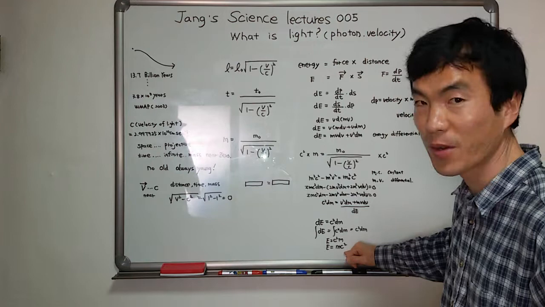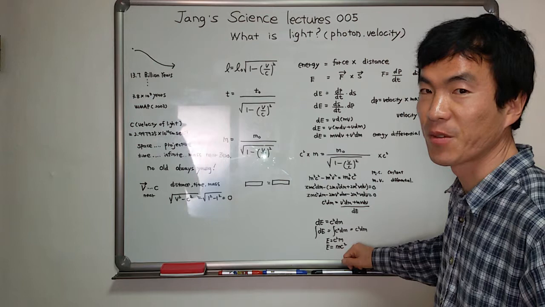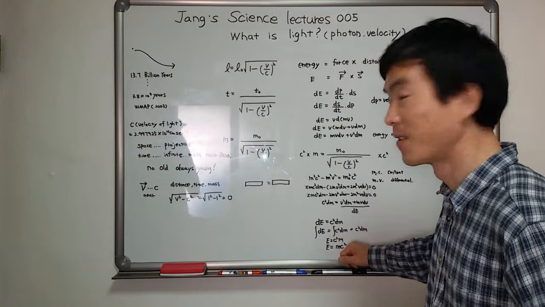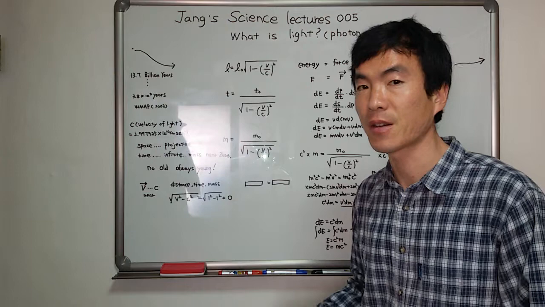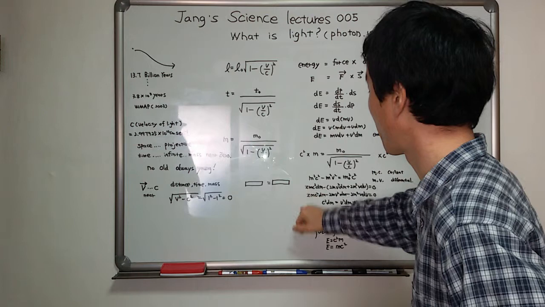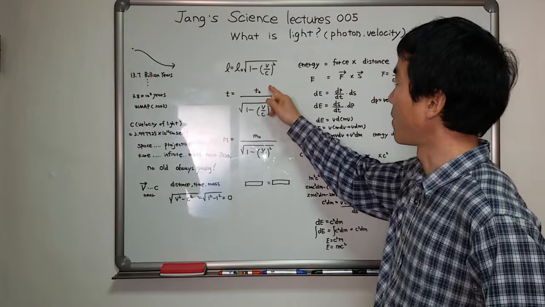I know, right? mc squared. This is a simple one differential equation. Very, very simple, very, very easy. Not difficult, not complex. One step at a time, here. Look at this carefully.